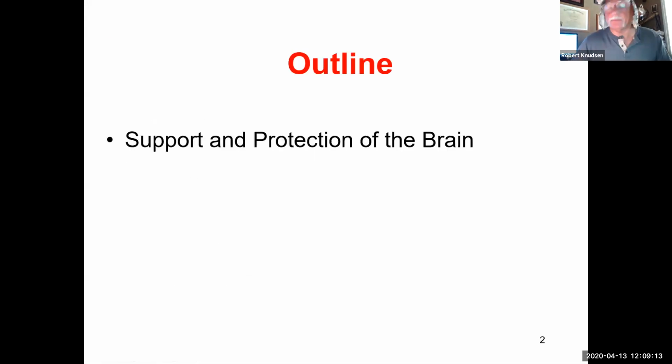Cranial nerves, outline. Remember, we always start with the outline. What are you guys going to get? Well, we're going to talk about support and protection of the brain. Remember, we've talked about this before. We've said if something is important for your survival as a species or an individual, we put a protective sac around it. We saw this with the heart, the lungs, and the viscera. Brain is pretty important, so we're going to put a sac around it.